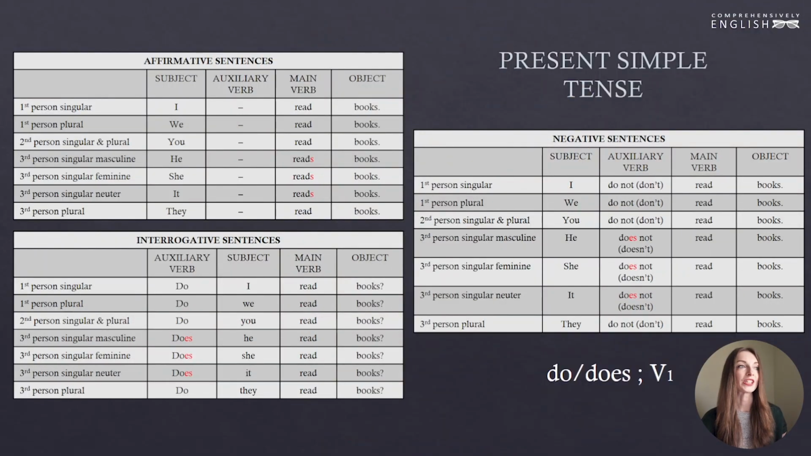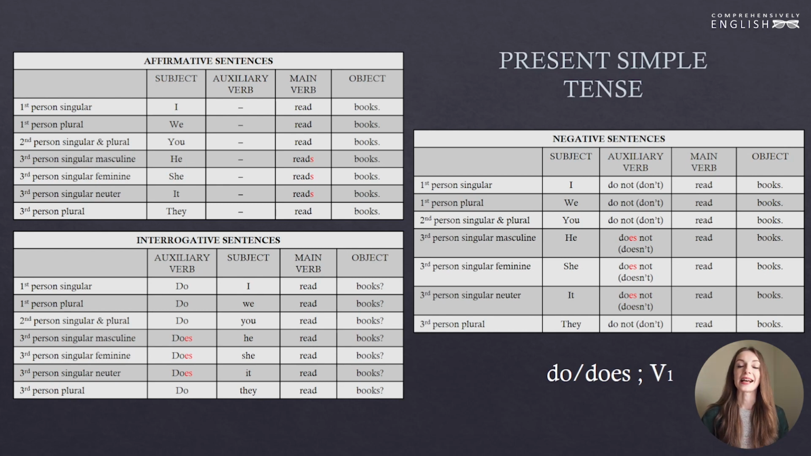But the present simple tense as well as the past simple tense are the most complicated tenses as far as their formation goes. So what do we see here? In affirmative sentences, you use the first form of the verb with all the persons except the third person singular. In the third person singular, that is he, she, it, you need to add the ending s to your verb, which brings us he reads, she reads, it reads.